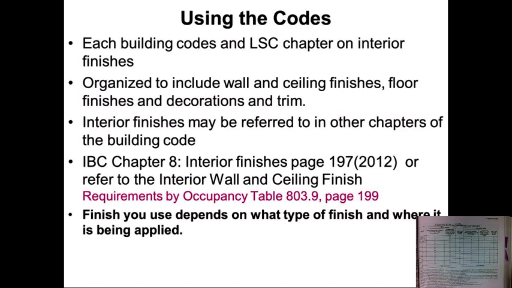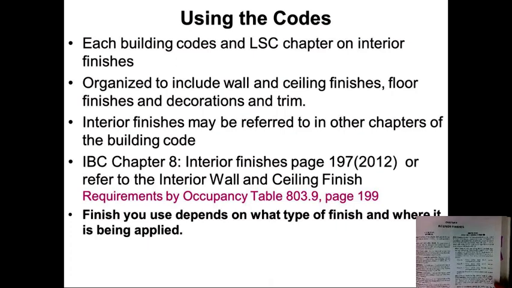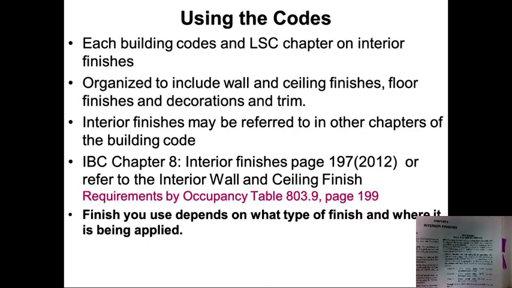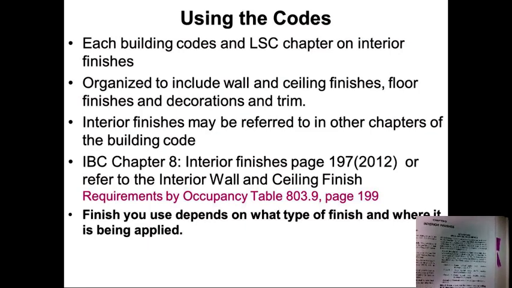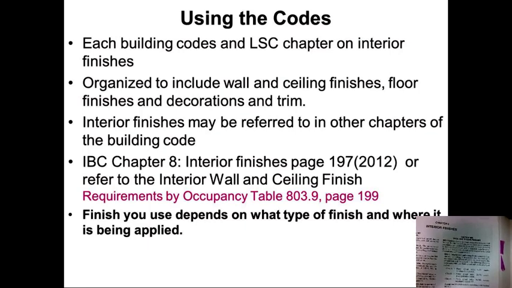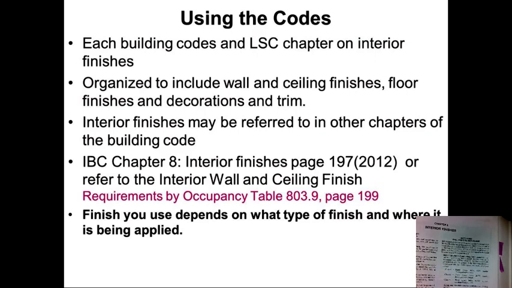You're going to see that it's organized to include wall and ceiling finishes, floor finishes, and decorations and trims. You're going to see that in Chapter 8 in the IBC code book, page 197, that's where this particular chapter starts. It talks about the different classifications. So when we talk about interior wall and finish materials, you're going to have to look at Class A, B, and C to see how things work.